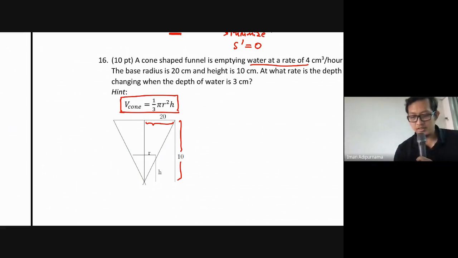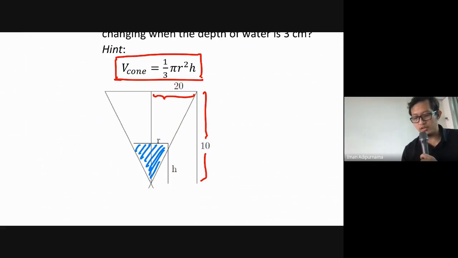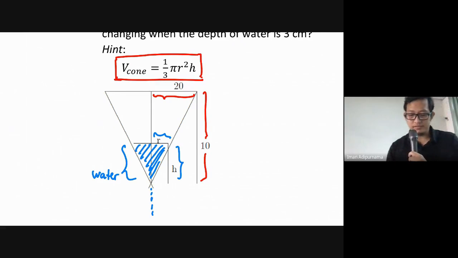And basically, the idea is, if you have a cone and you have water here, with R and H as the volume of water, the blue one here. So this is water. So it will be emptying. So the water will come out. So the H will be, and R will be changed. Okay. R and H will be changed.